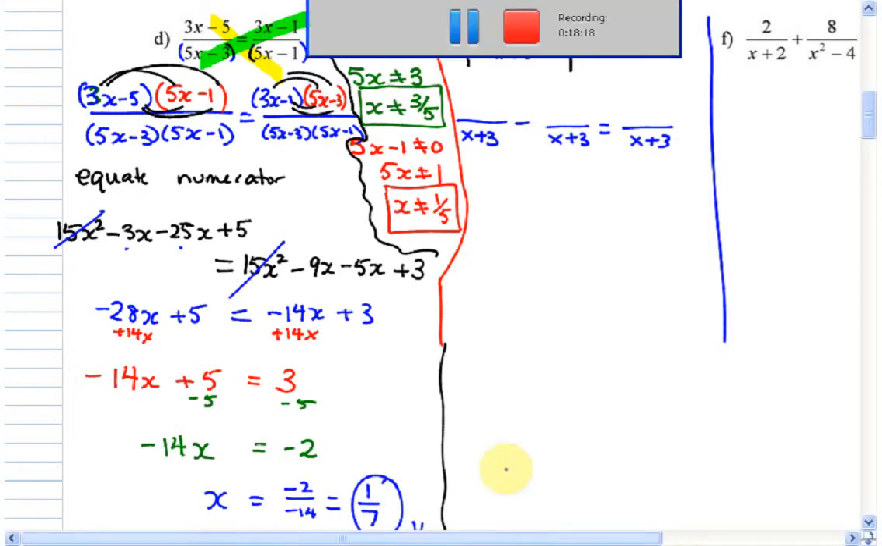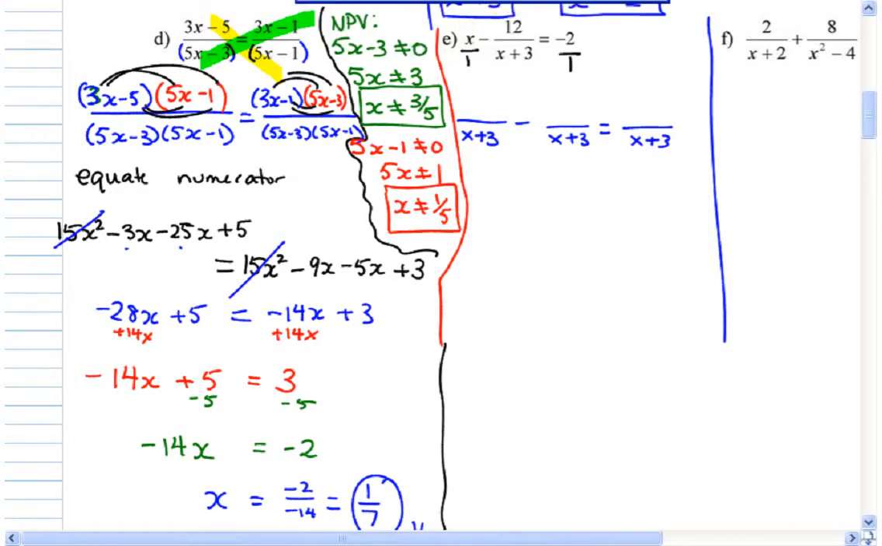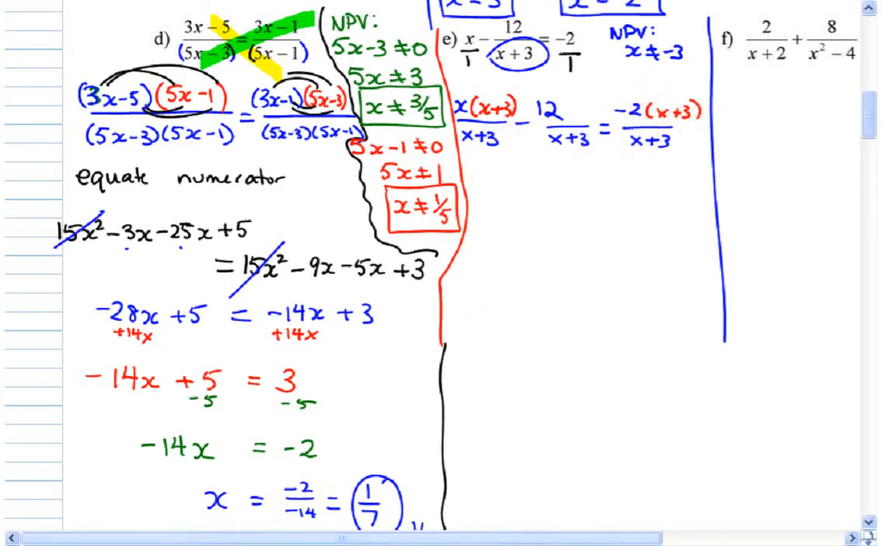Go ahead and try that please on your own. I'll give you some time. By the way, for E, I didn't do the NPV. Can someone tell me what the non-permissible value is? Negative 3. Good. X can't be equal to negative 3 coming from this denominator. I look at the first fraction and I'm missing a factor of x plus 3. I look at the middle fraction, I'm missing a factor of nothing, so I'll leave it as is. I look at the fraction on the right and I'm missing an x plus 3, so I multiply by x plus 3.